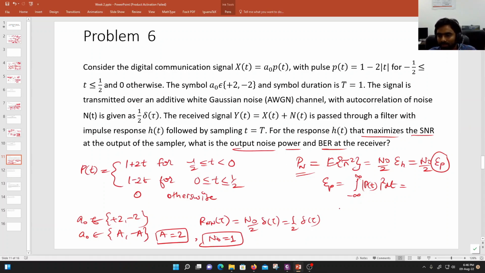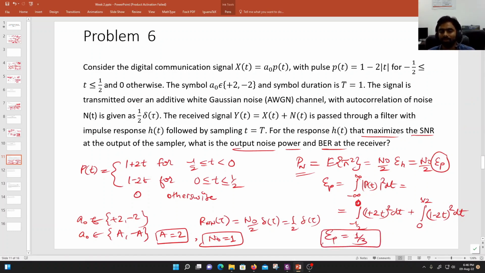I am writing the integral and the final values. So you solve this one: minus half to 0 of 1 plus 2t whole square dt, plus 0 to half of 1 minus 2t whole square dt. If you solve this, you will get E of p as 1 by 3.